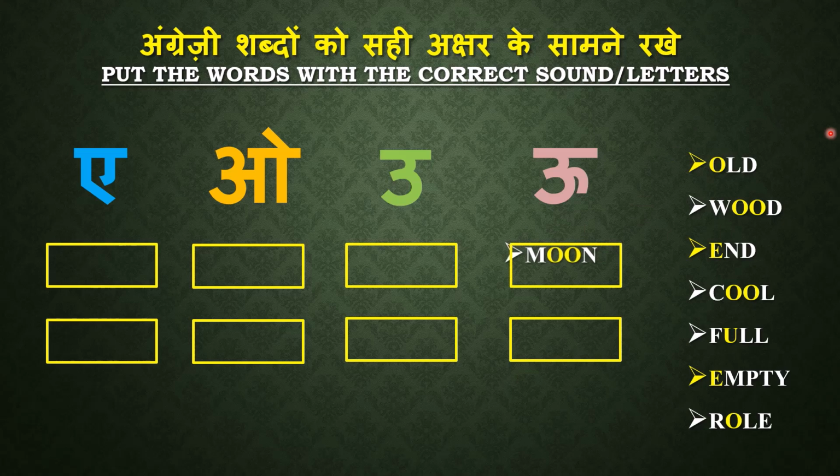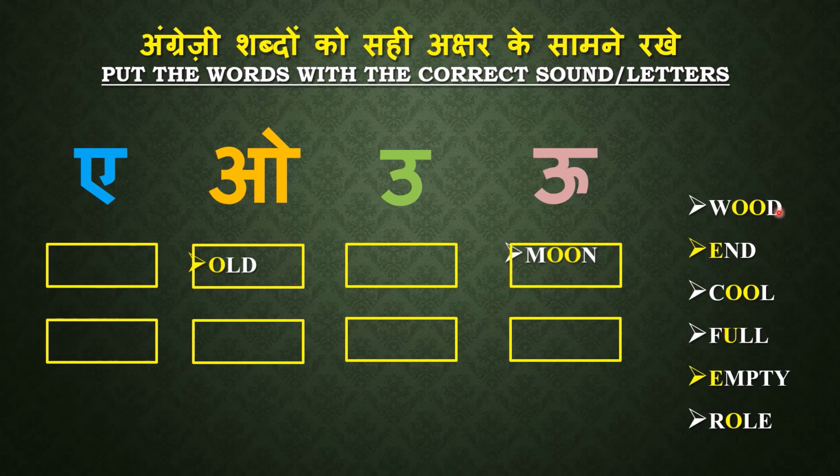Correct. The next word is, say it with me, old. So the first phonic is O. So it should go under O. See, this letter is O. So this word old, which has a similar phonic of O, has come down to this letter O.